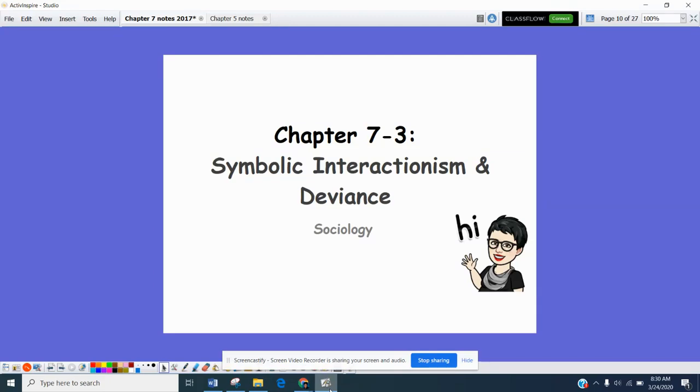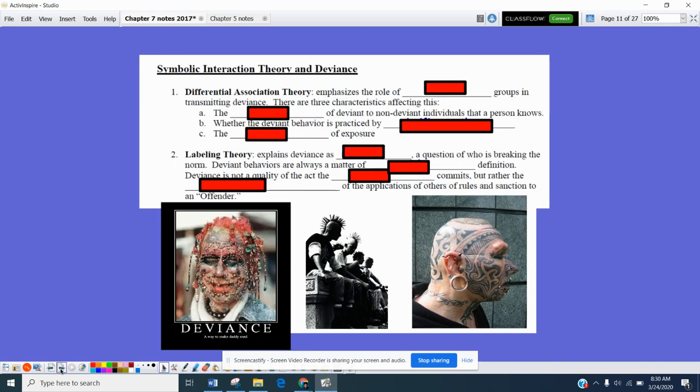Politsky, and I have your notes for Chapter 7, Section 3 Symbolic Interactionism and Deviance. All right, so anytime we talk about symbolic interaction, we're always talking about symbols, and that's really the key here.